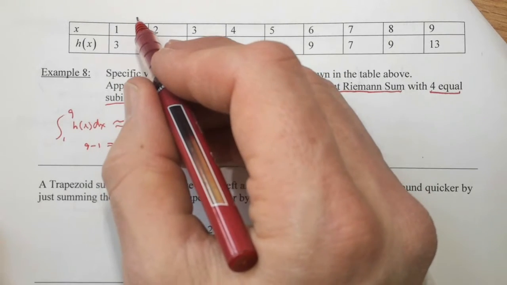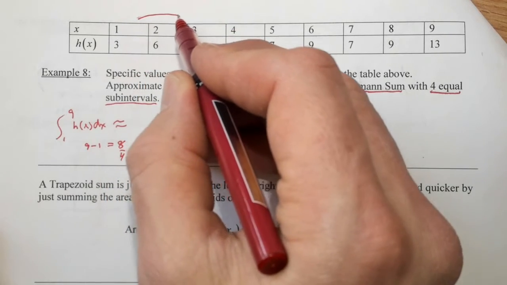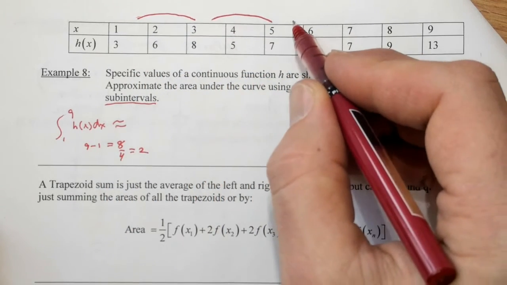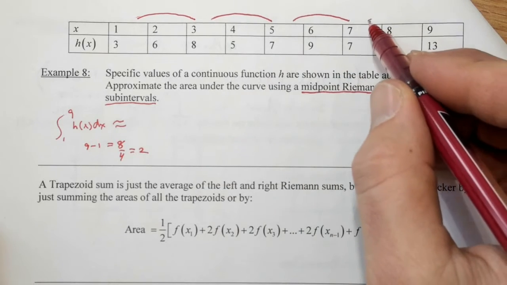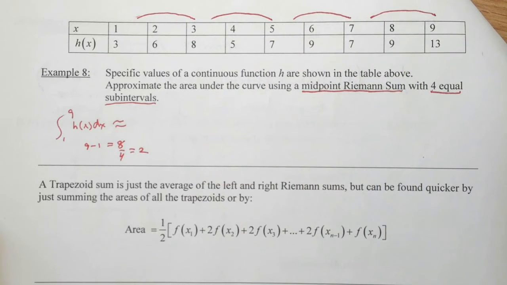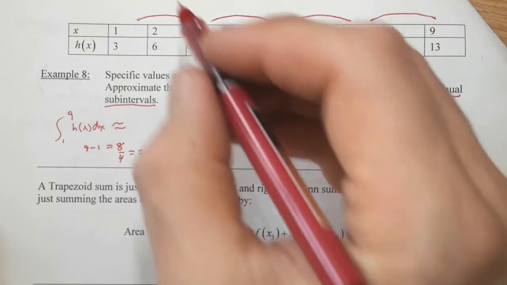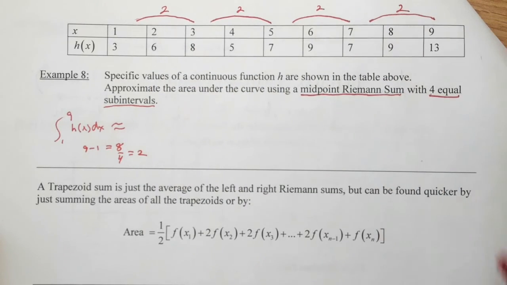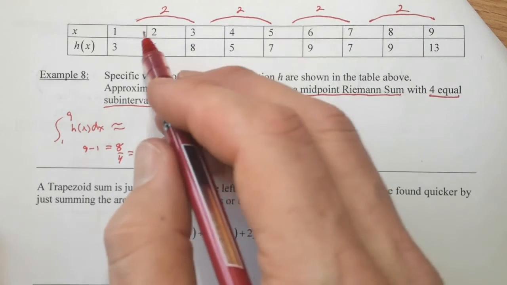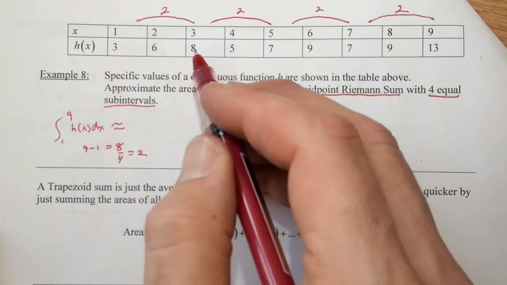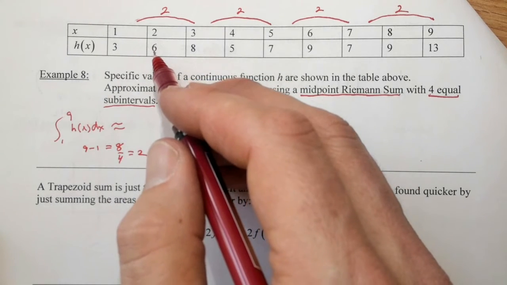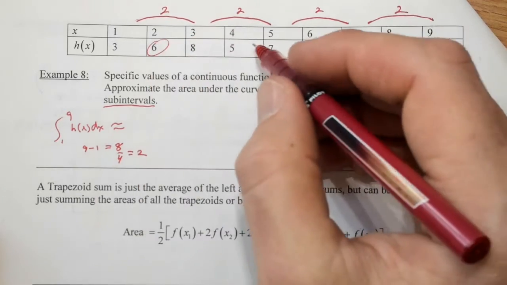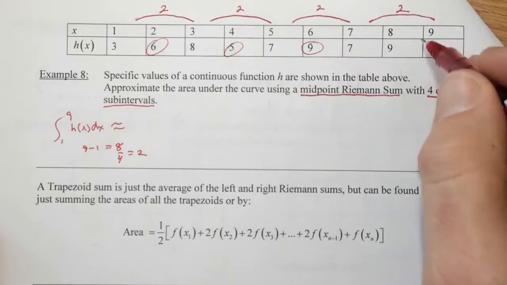So we're going to go from 1 to 3, 3 to 5, 5 to 7, and 7 to 9. Right? And every single subinterval is going to be 2 units long. There's the bases of each of our rectangles. And this time we have a left value, a right value, and then a middle value. Since we're doing a midpoint Riemann sum, we want the middle values.